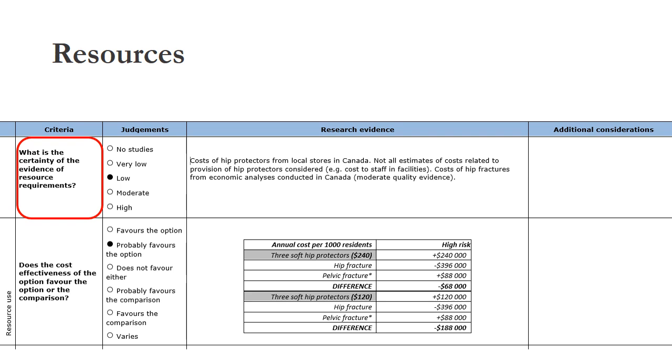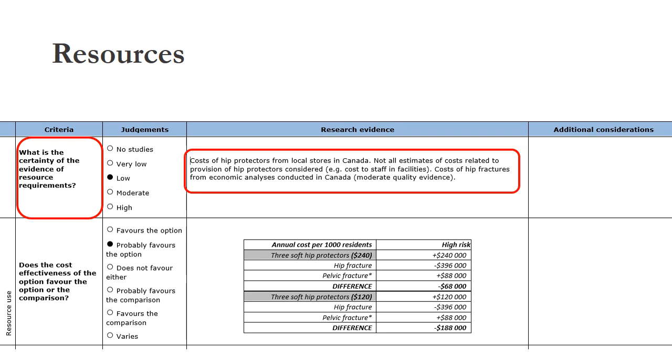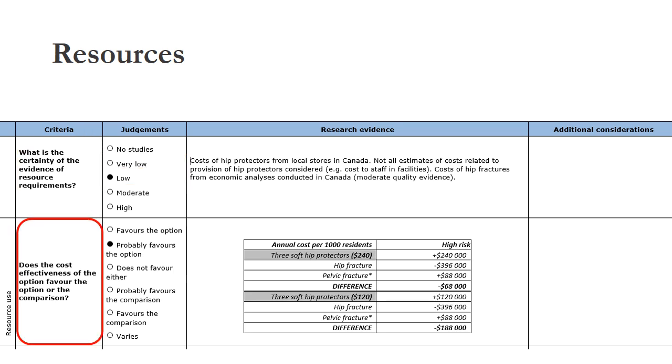However, a full economic analysis was not conducted, and we were not certain about the effects we found. So there was low certainty in the numbers we calculated. When the panel compared the cost savings of preventing hip fractures compared to the cost of hip protectors, which ranged from $68,000 per 1,000 residents to $188,000, they thought that the cost probably outweighed the option of providing hip protectors.